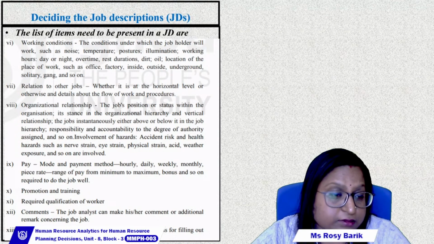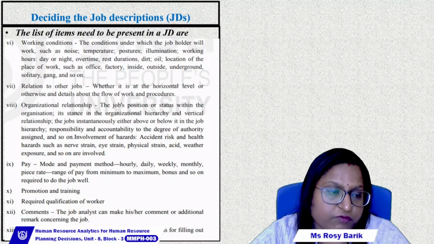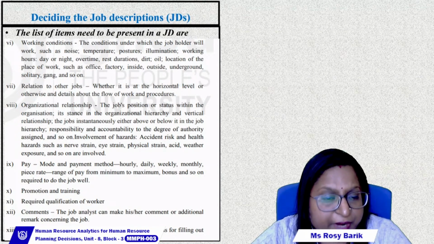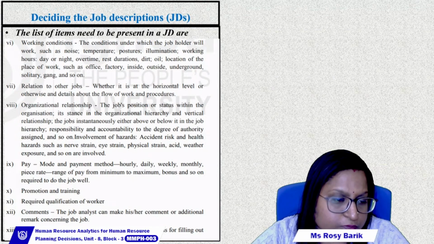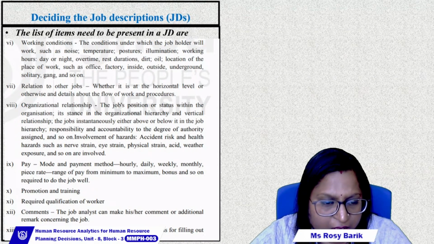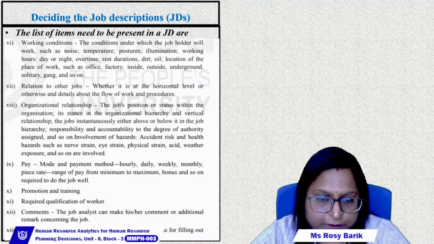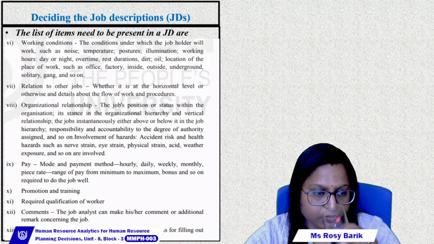Promotions and training, required qualifications for the workers, comments. The job analyst can make his or her comments or additional remarks concerning the job. Almost all good organizations use standard printed forms for filling out the job descriptions. So these are all about the job descriptions.